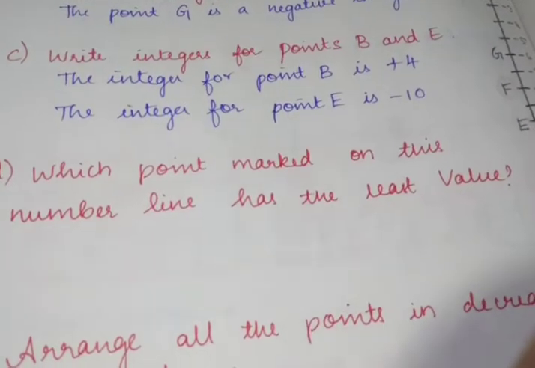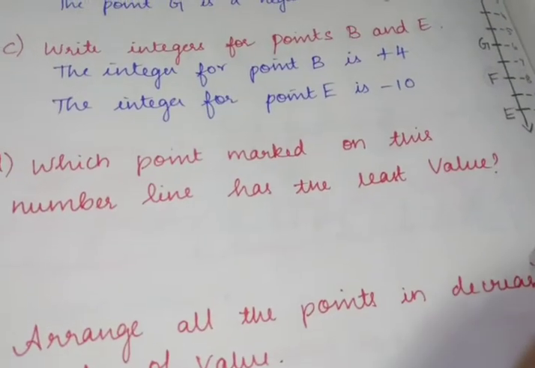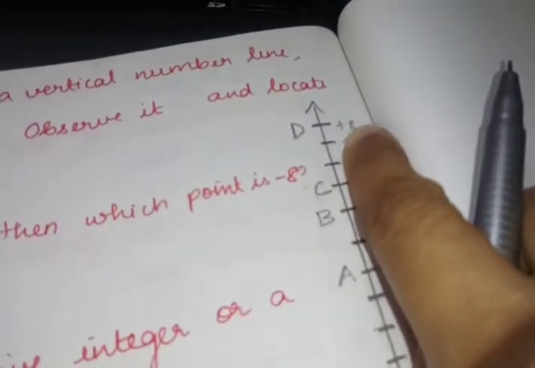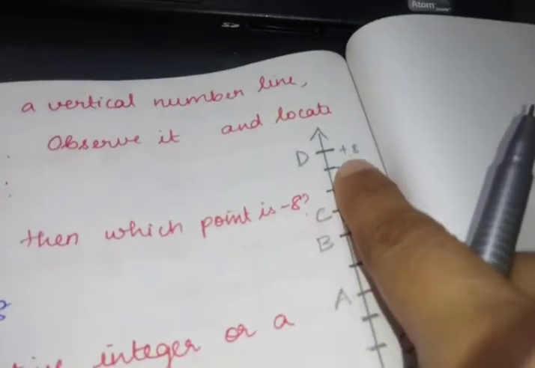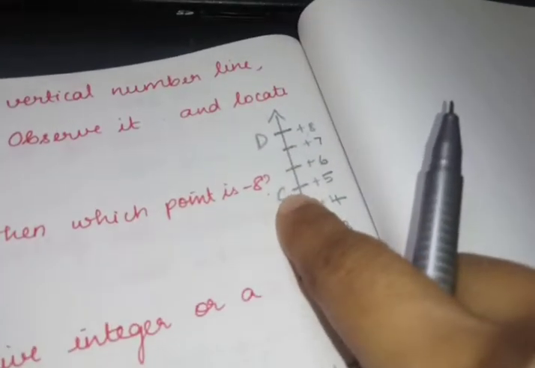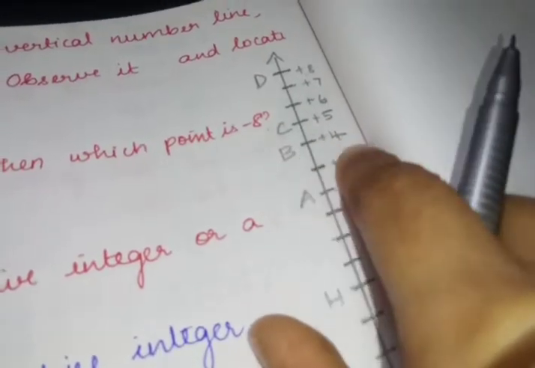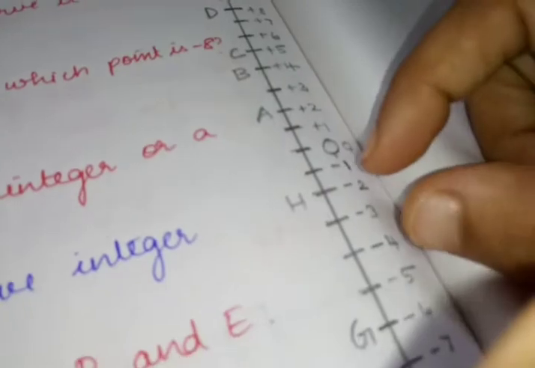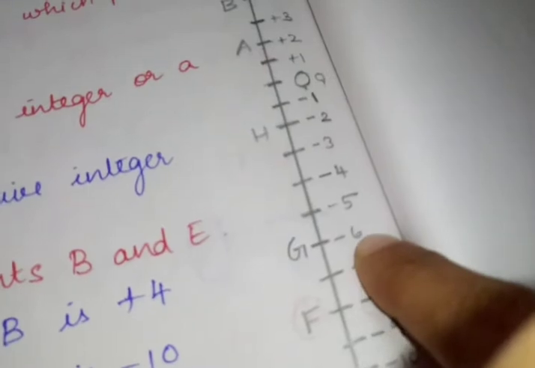D option. Which point marked on this number line has the least value? Actually D is the largest value because these are all positive integers, positive values. So 8 is very big. Next is 6, C. 5, it is somewhat small. 4 is somewhat smaller than A, plus 2. Every positive integer is a greater value. Now we come to our negative integers. Minus 2 is there. H stands for minus 2.